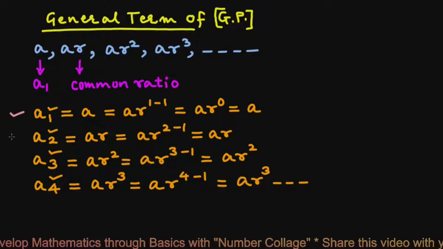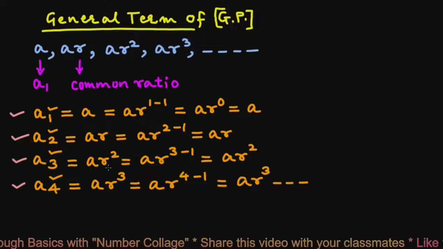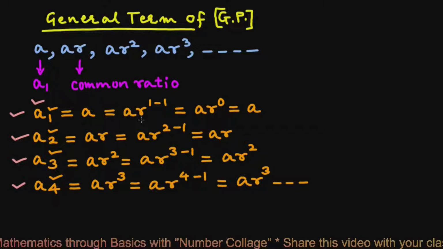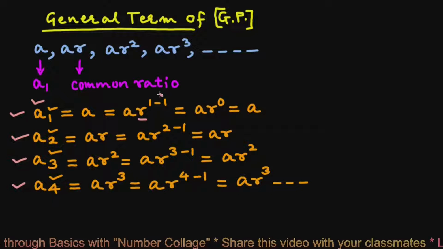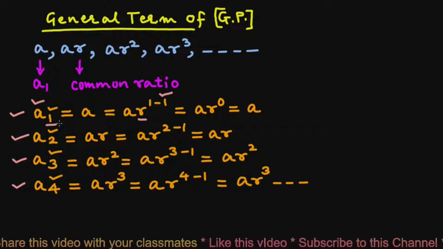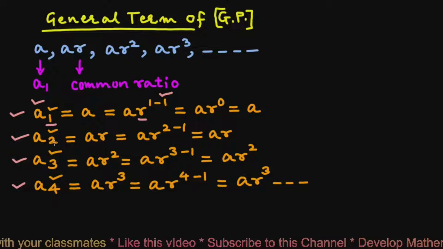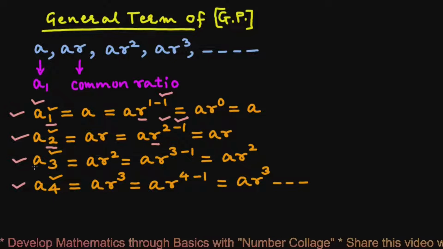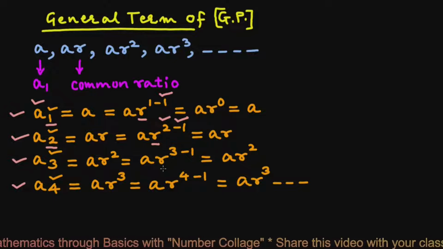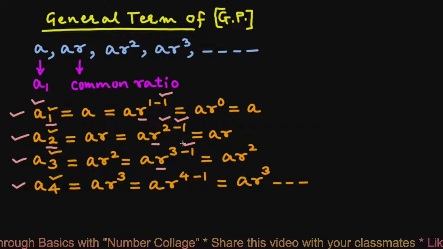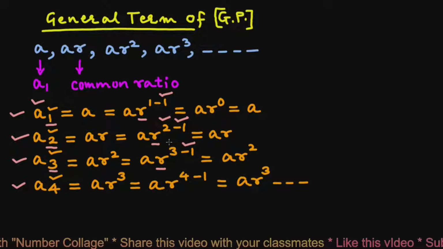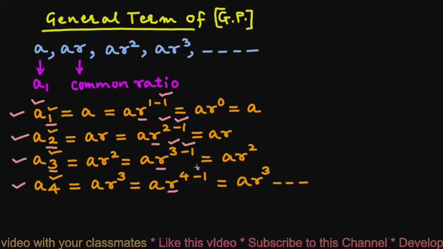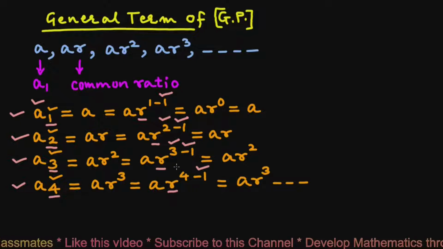In all these terms of the GP, we see a specific pattern, which is for the first term A1, the power of R is subtracted by 1 from this 1. In the second term A2, the power of R is subtracted by 1 from this 2. In the third term A3, the power of R is subtracted by 1 from this 3, which we write here. In the fourth term, the power of R is subtracted by 1 from this 4, which we write here.